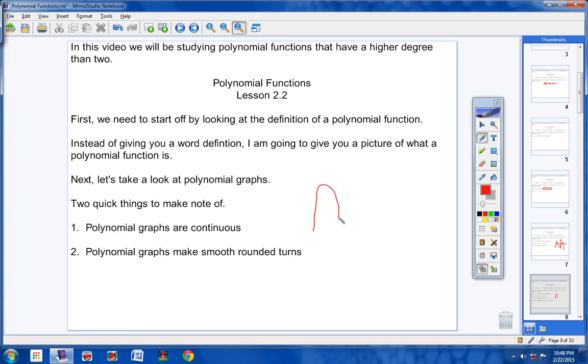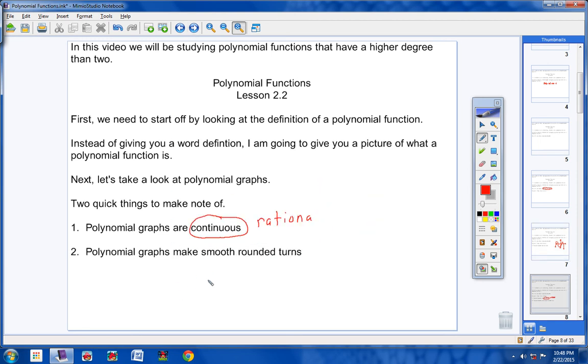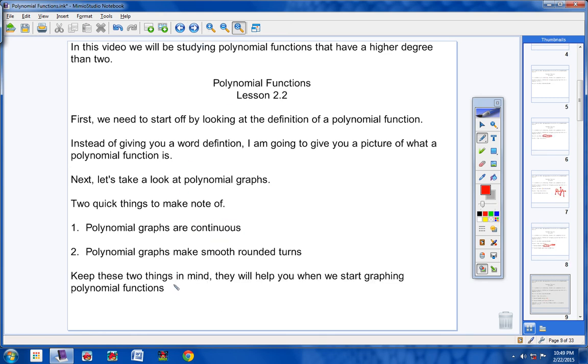Now, they might be really narrow sometimes like this, okay? That's fine, but they're going to make smooth, rounded turns, okay? So polynomial graphs are always continuous. You can take that to the bank, and by the way, rational graphs are not, and we're going to talk about those at the end of the chapter, okay? Polynomial graphs take smooth, rounded turns, alright? Okay, now, keep these two things in mind. They will help you when we start graphing polynomial functions at the end of the lesson today, alright?